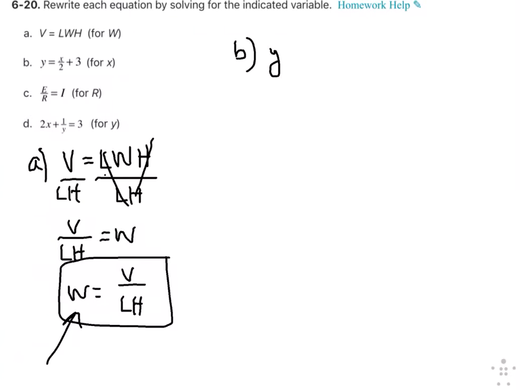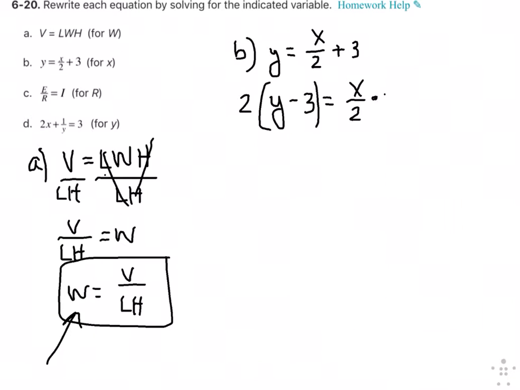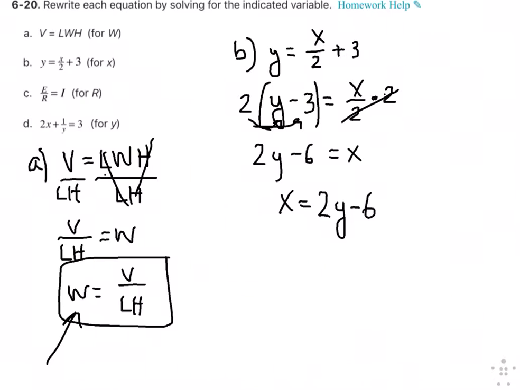So I have y equals x over 2 plus 3, and I want to solve for x. First things first, I'll subtract 3 from both sides, so I get y minus 3 equals x over 2. And then I'll multiply both sides by 2, but remember, I'm multiplying the whole side of the equation by 2, right? So I get 2y minus 6 equals x. I have to distribute that in. So again, we write it with the variable we're solving for all alone on the left-hand side.